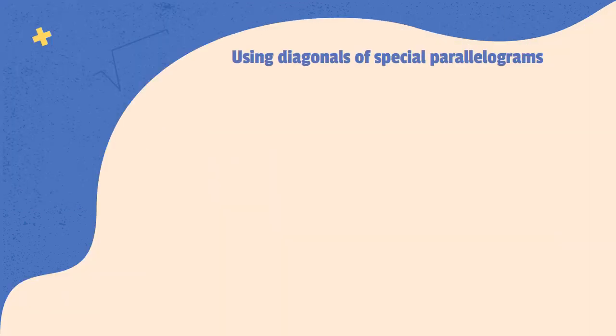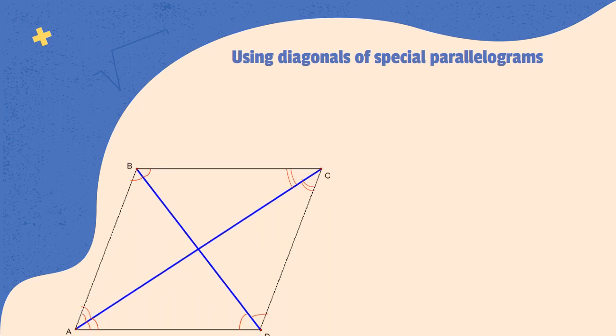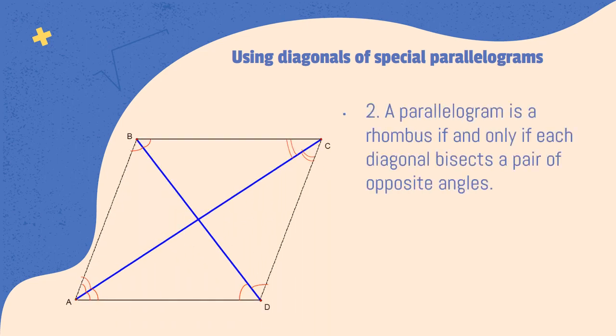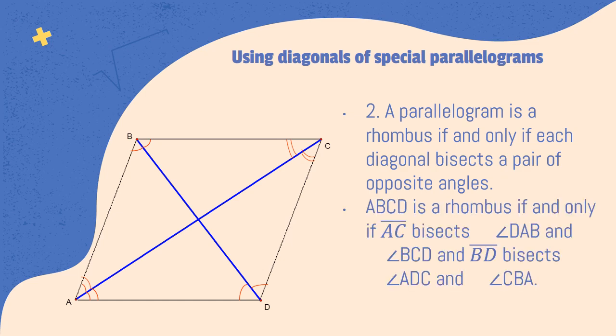And let's continue with the diagonals of special parallelograms. So here we have a second theorem. A parallelogram is a rhombus if and only if each diagonal bisects a pair of opposite angles. So here we have this quadrilateral ABCD, and ABCD is a rhombus if and only if the diagonal AC bisects the opposite angles DAB and BCD, and also if the diagonal BD bisects the angles ADC and CBA.